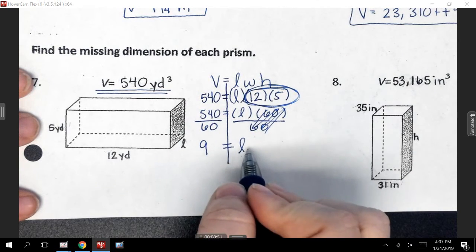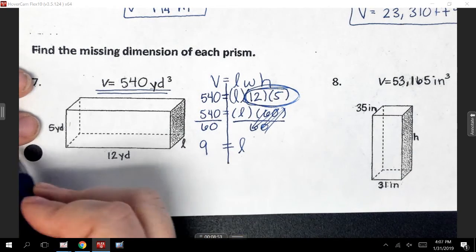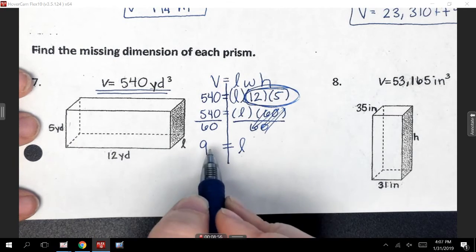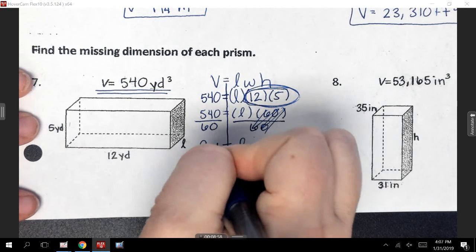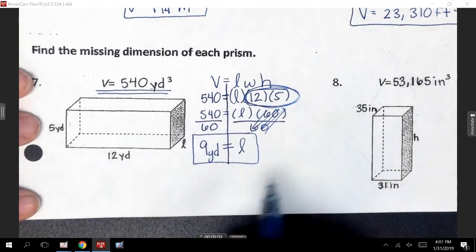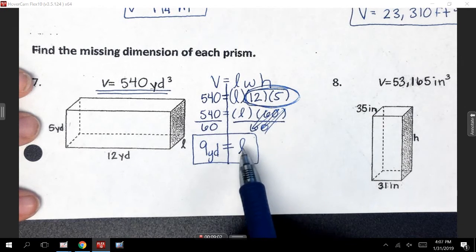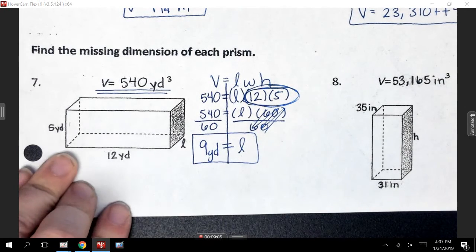So we found the missing dimension. L is 9, but we need a measurement. 5 yards, 12 yards, this would be 9 yards. Please remember, guys, if it has a V, you need your 3, but there is not a V here, so it's just the 9 yards by itself.